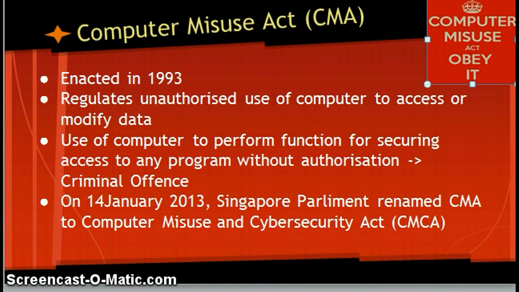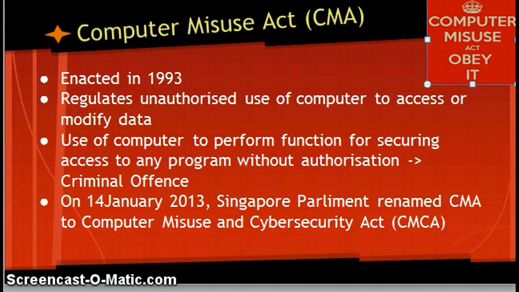So first of all, I'll talk about the Computer Misuse Act. The Computer Misuse Act was enacted in 1993, and it regulates unauthorized use of computer to access or modify data. Use of computer to perform functions for securing access to any program without authorizations is considered a criminal offence.